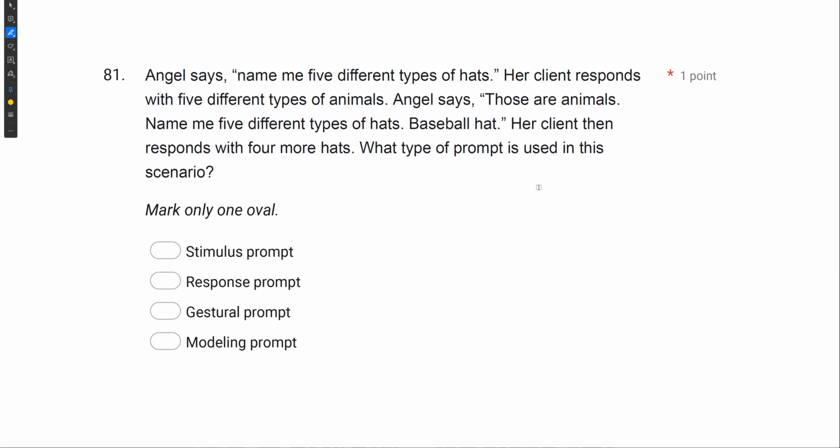What type of prompt is used in the scenario? So, prompting question. Let's first identify the prompt. Clearly, the prompt is baseball hat, right? Because Angel wants him to name hats. Client answers incorrectly, so Angel gives corrective feedback and then reintroduces the SD and then prompts baseball hat.